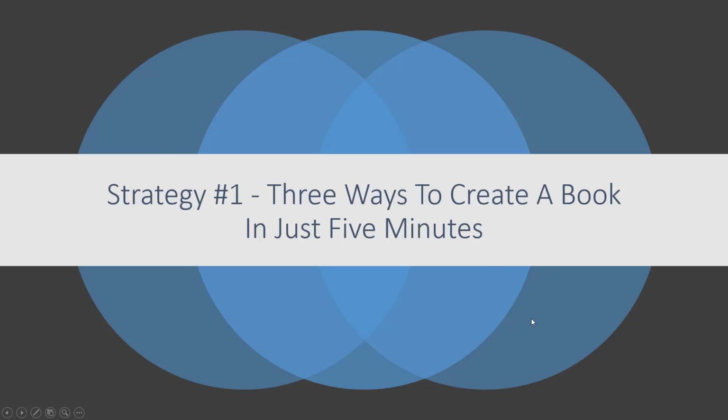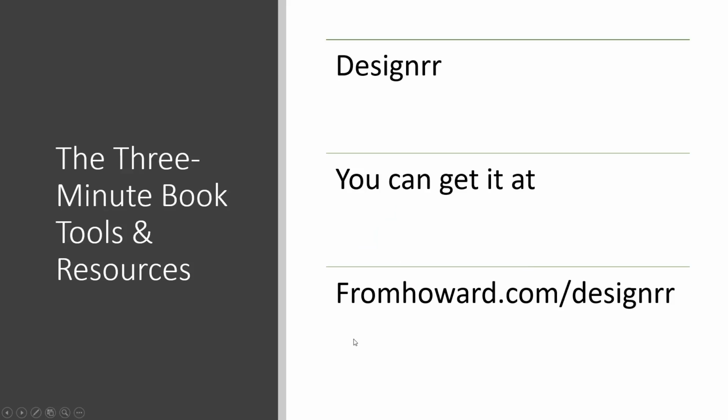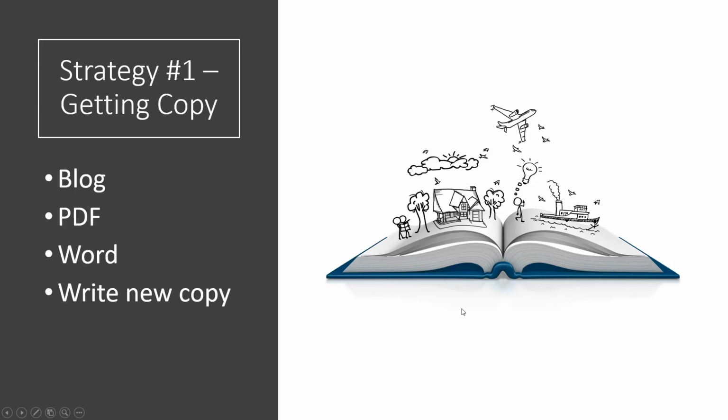So here we go. There's the three ways to create a book in just 3 minutes. First of all, the program I'm using is called Designrr. It's an app. If you write this down, if you decide you want it, it's very inexpensive. I think it's like $27, which is not a lot for a program. It's from howard.com/designer. I'll show you exactly how it works, but that's a quick way to get it if you want one.